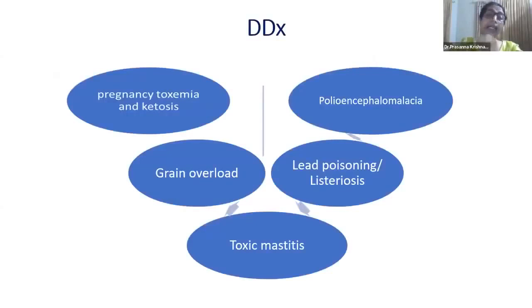And with these conditions, as I have already mentioned, you may confuse this with pregnancy toxemia and ketosis. The clinical symptoms may be similar to pregnancy toxemia and ketosis. That means we have to make a differential diagnosis from all these diseases like acidosis or grain overload, lead poisoning, listeriosis, toxic mastitis, polioencephalomalacia. All have similar clinical symptoms. So we need to sort it out and rule out all these conditions.